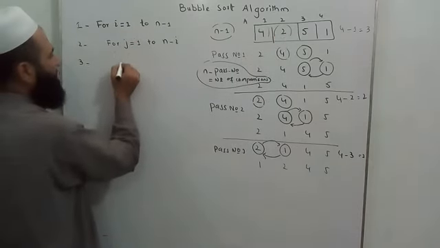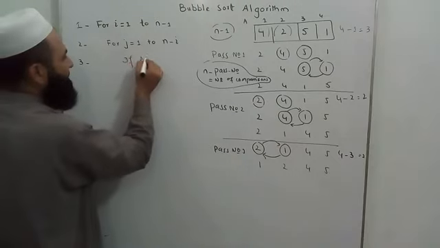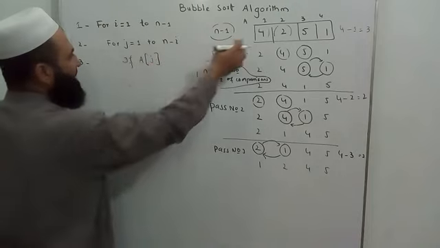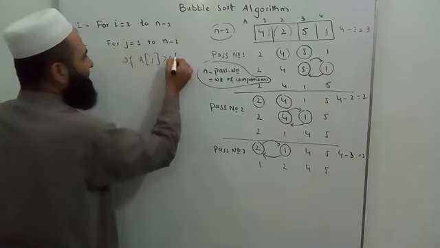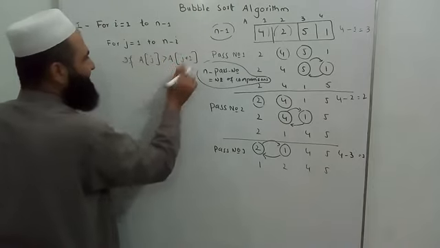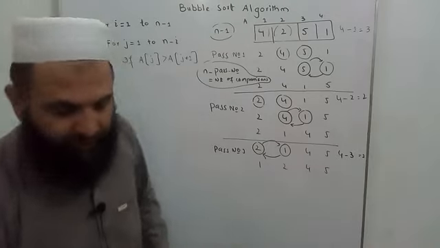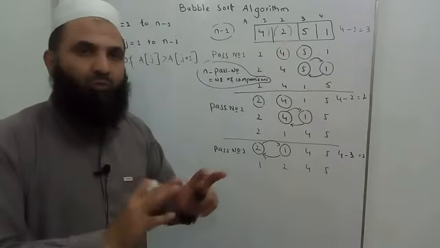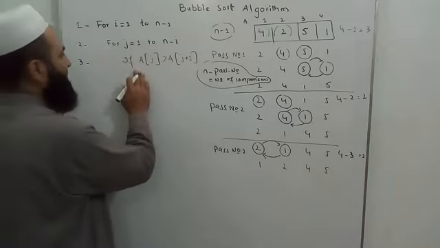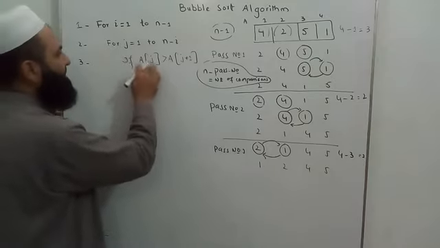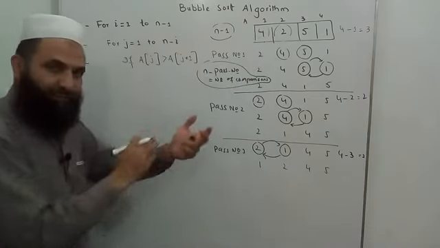So in this for loop we say, if a of j, the first item, is greater than a of j plus 1, then do what? Swap the two items. If the first item is not greater than the second, then do not swap. So we are doing a comparison here, and for comparison we have used the if statement. If a of j, where j is 1, meaning the first item, is greater than a of j plus 1, then swap the two items.